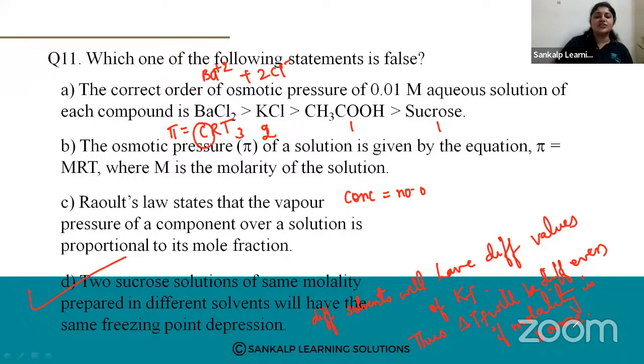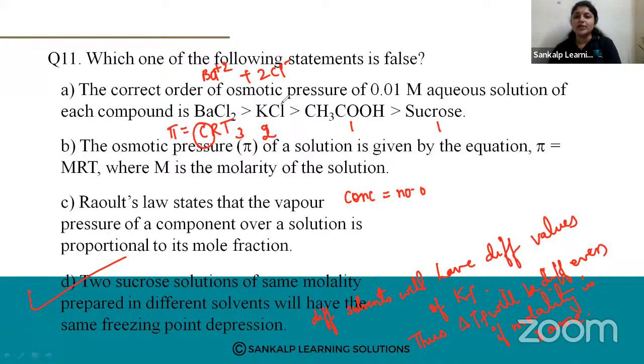So remember this particular statement. If two sucrose solutions of same molality are prepared in different solvents, the claim that they will have the same freezing point depression is wrong. Different solvents will have different values of Kf. Although the molality is the same, the value will be different. So D is the right answer.